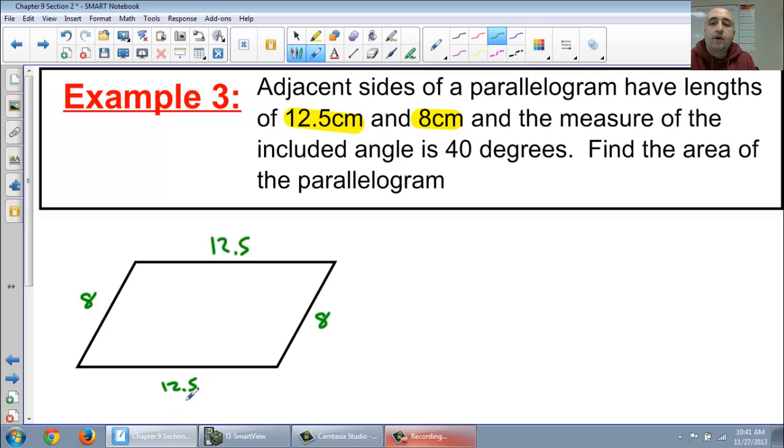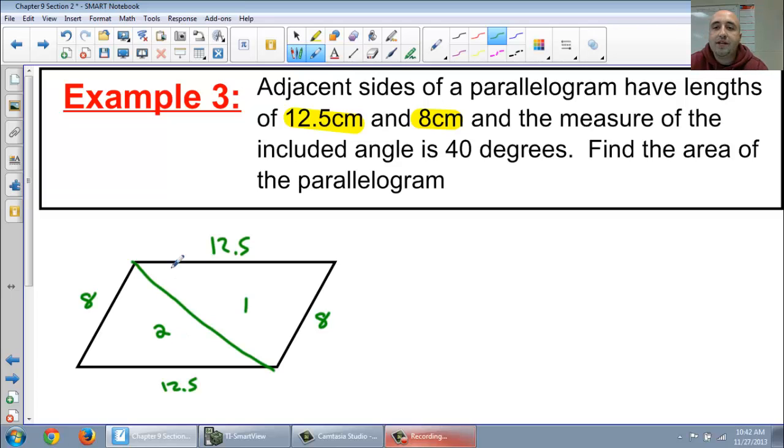Now, the only area we know how to figure out so far is triangles. So if I cut this parallelogram in half, notice how many triangles we have. We have one triangle on the top, and we have another triangle on the bottom. So we have 2 triangles. So if we figure out the area of one of them, we should be able to find the area of the other triangle. And then add them together, and that's your area of your whole parallelogram.